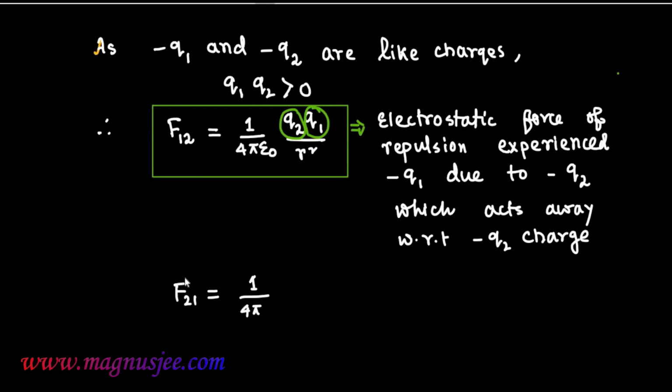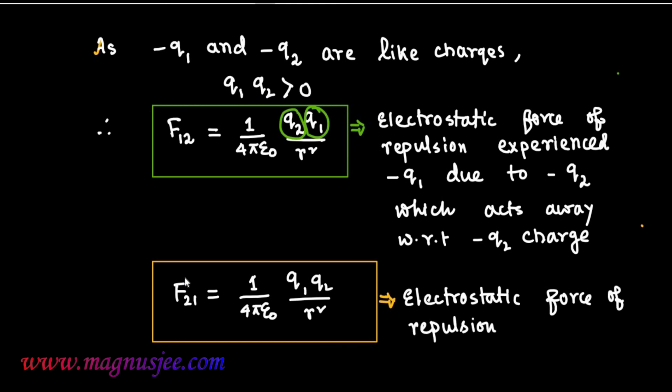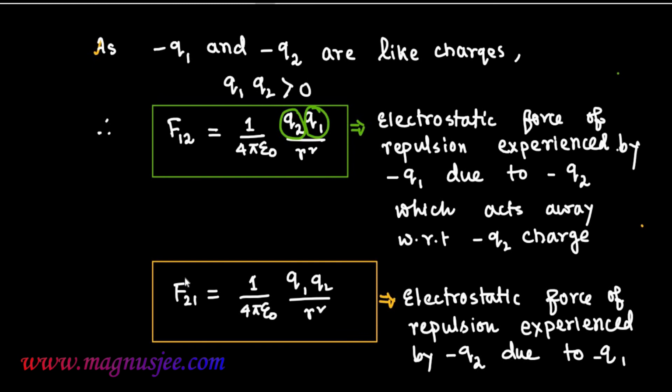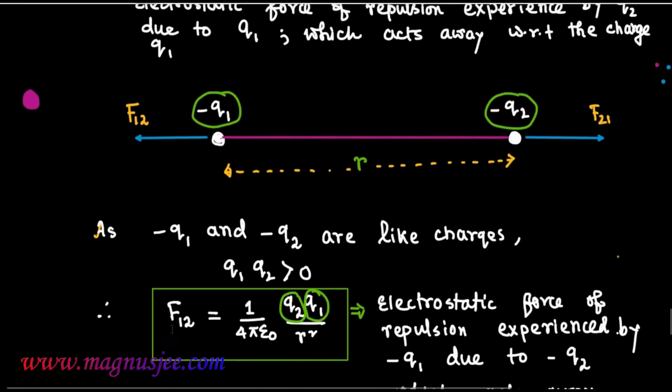Now F21 will have the same type of expression, 1 by 4 pi epsilon 0 q1 q2 divided by r square. Here again we have used only the magnitude of the two charges without sign. Here we get q1 q2, not minus q1 minus q2, though the two like charges are negative, but we did not use the sign of the charge in the expression of electrostatic force of repulsion. F21 is the electrostatic force of repulsion experienced by minus q2 due to the other point charge minus q1, which acts away with respect to the other charge minus q1.